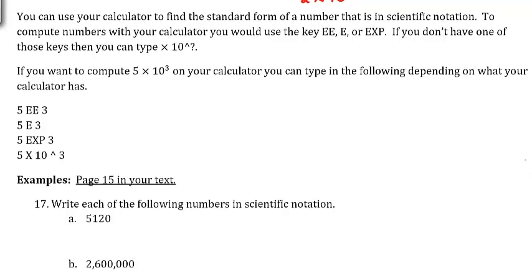So you can use your calculator to find the standard form of a number that is in scientific notation. To compute numbers with your calculator, you would use the key EE, capital E, or EXP. If you don't have one of those keys, then you can type times 10 and then the caret symbol, which most calculators have. So if you want to compute 5 times 10 to the third on your calculator, you can type the following depending on what your calculator has. So 5EE3, or 5E3, or 5EXP3, or 5 times 10 raised to the third.